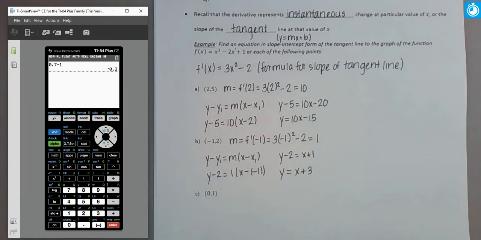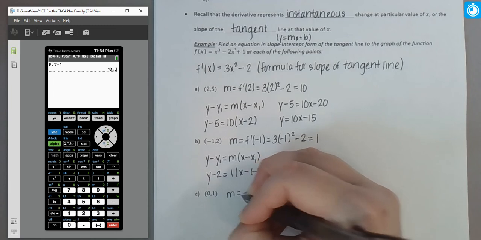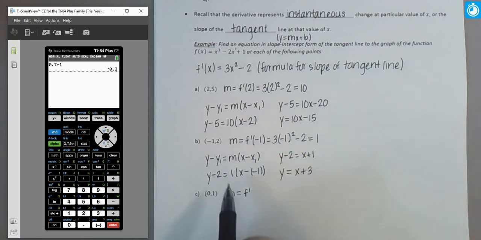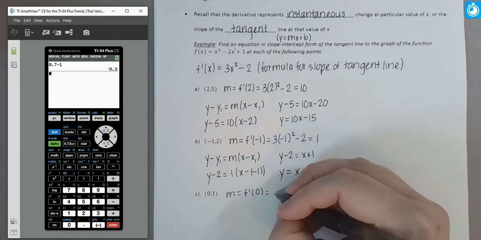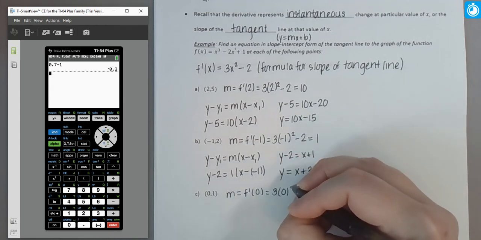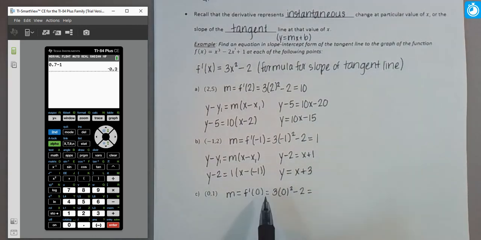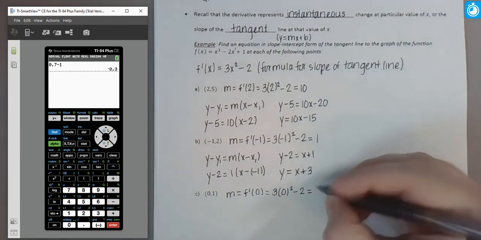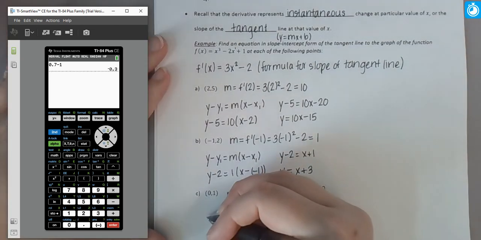Okay, last one. Find the tangent line at the point (1, 0). So again, we need our slope. So in this case, f prime of this x value, which is 0. So that's going to be 3 times 0 squared minus 2. Well, the first term evaluates to 0, and we're left with a negative 2. So in this case, our slope is going to be negative 2.